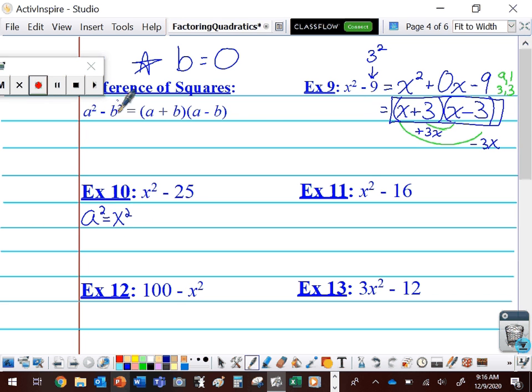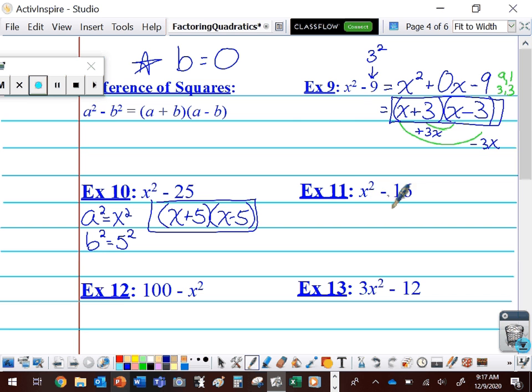And my b squared in this situation is 25. Okay? Now, 25 I can write as 5 squared. If I can recognize this, I can jump straight ahead to that factoring, x plus 5, x minus 5. And we can be done a whole lot faster.